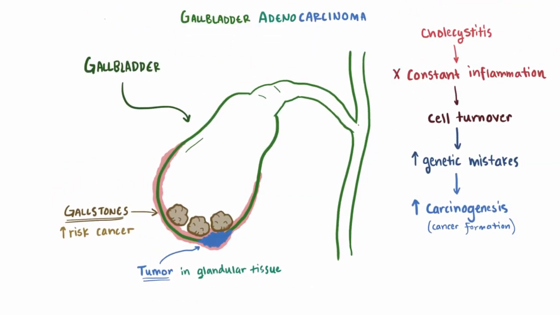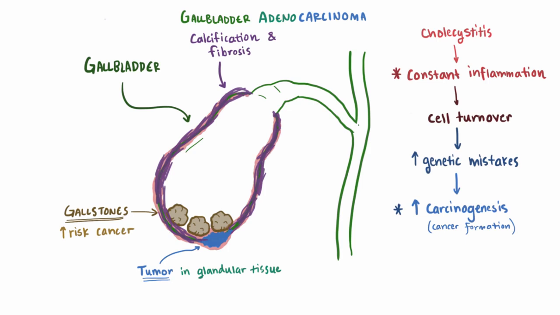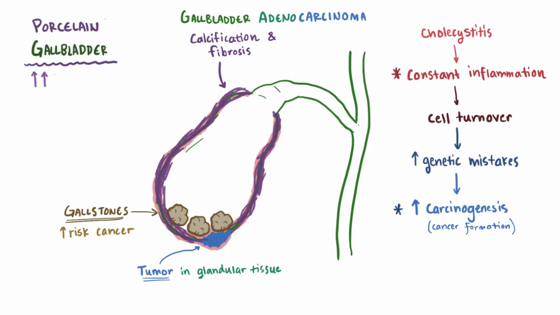With chronic inflammation of the gallbladder, the risk for carcinogenesis increases more and more over time, and that chronic inflammation leads to calcification and fibrosis, a condition known as porcelain gallbladder. Porcelain gallbladder is actually such a high risk factor for gallbladder cancer that patients are immediately referred for cholecystectomy, removal of the gallbladder, as the risk for progressing to gallbladder cancer is as high as 50% at that point.